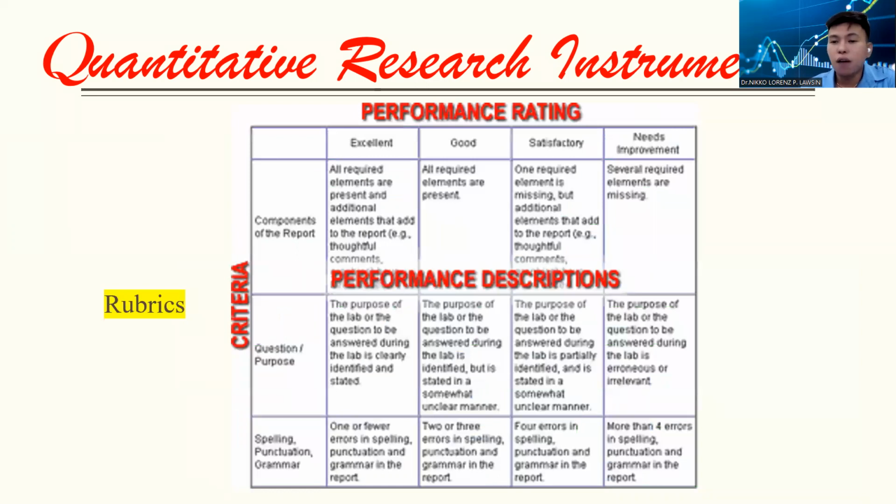If you want to quantify the student's performance, like skills, you have to use rubrics. And rubrics are composed of three major parts: the criteria that you would like to observe; second, the performance rating. Is it excellent, good, satisfactory, or needs improvement? And at the cross-section between performance rating and criteria, you can see the performance description.